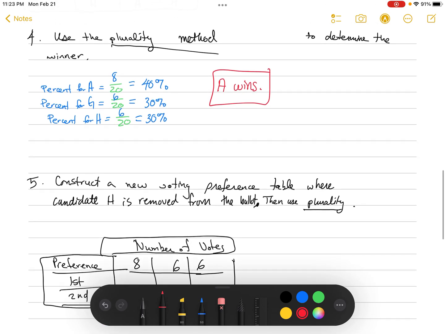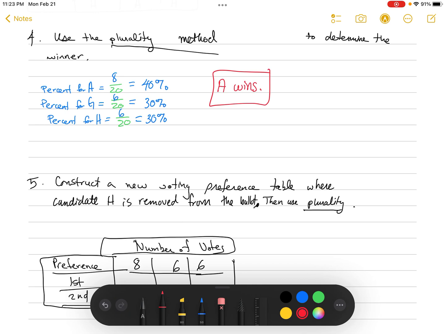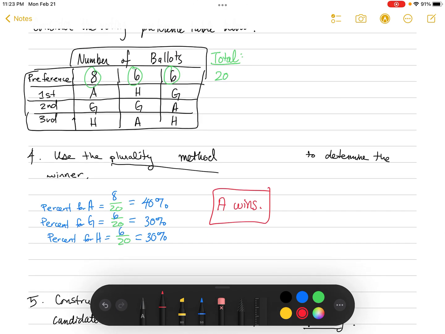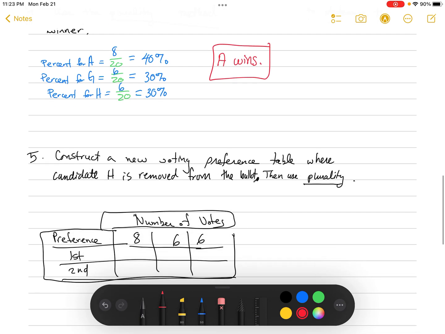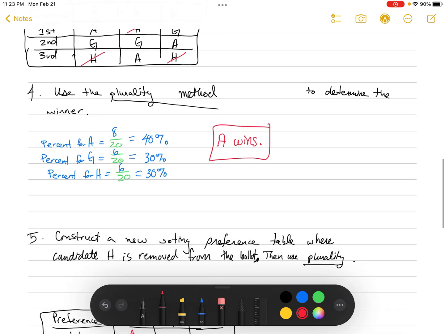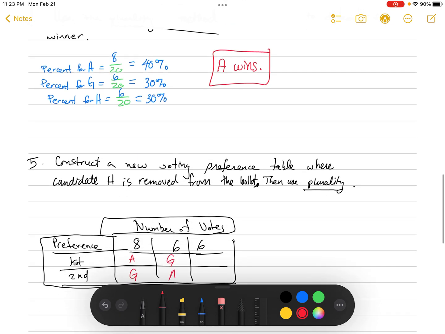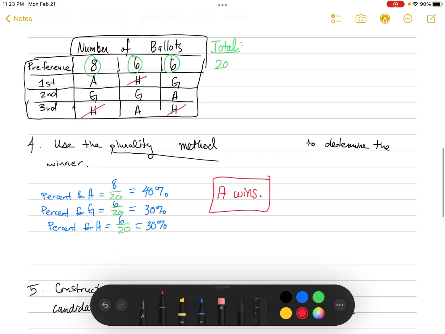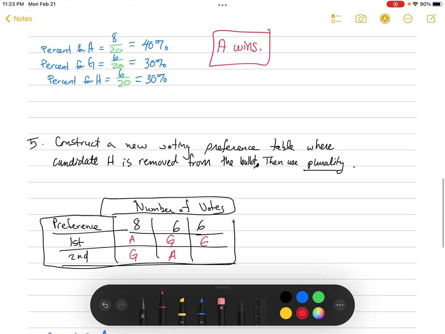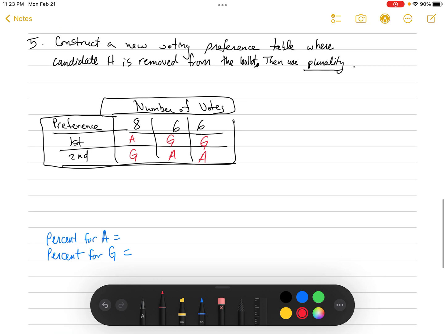Now we want to construct a new voting preference table where we completely remove H. So imagine taking H and scratching H out. So we'll have AG, GA, and we'll have GA. Now use the plurality method when one candidate has been removed from the ballot. So you just have a first and a second place.